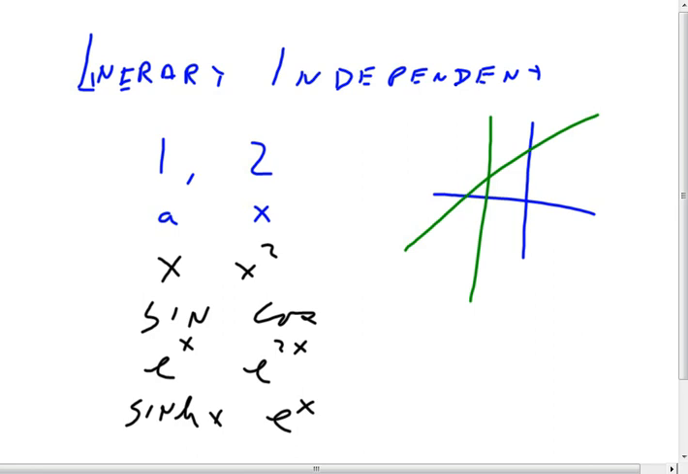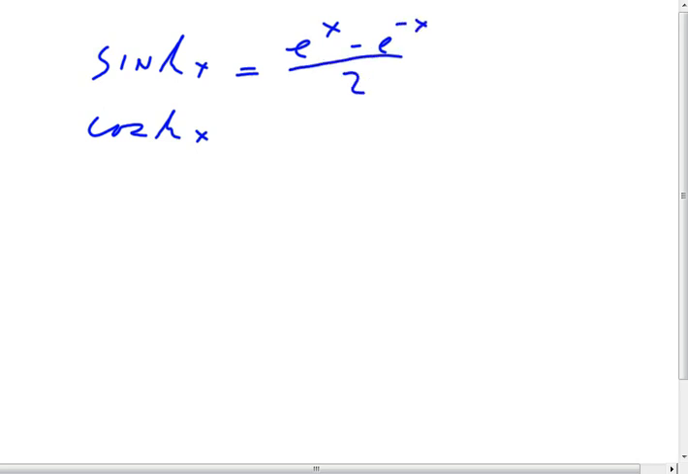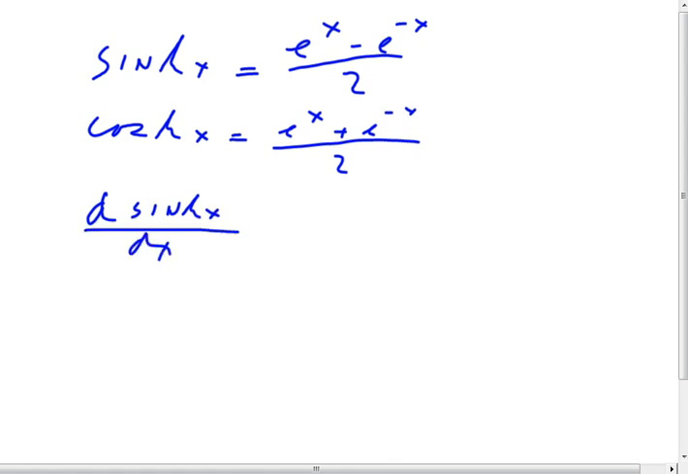All right, so hyperbolic sine, hyperbolic cosine. Hyperbolic sine is e to the x minus e to the minus x over 2. Hyperbolic cosine is e to the x plus e to the minus x over 2. What's the derivative of the hyperbolic cosine? What's the derivative of hyperbolic sine?